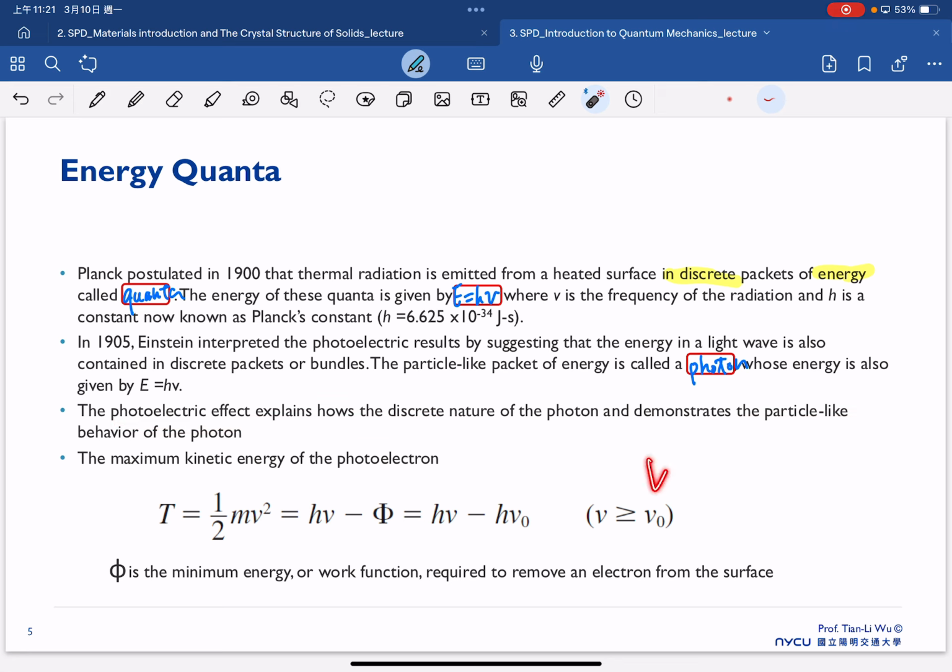And this is just a very famous equation. You probably already learned this. And φ is the minimum energy, or work function, required to remove the electron from the surface. So that's some background introduction about the first proposal of the concept related to the energy quantum.